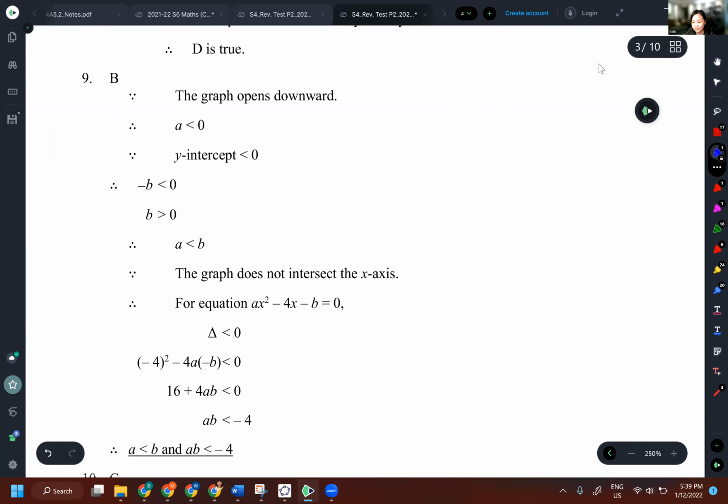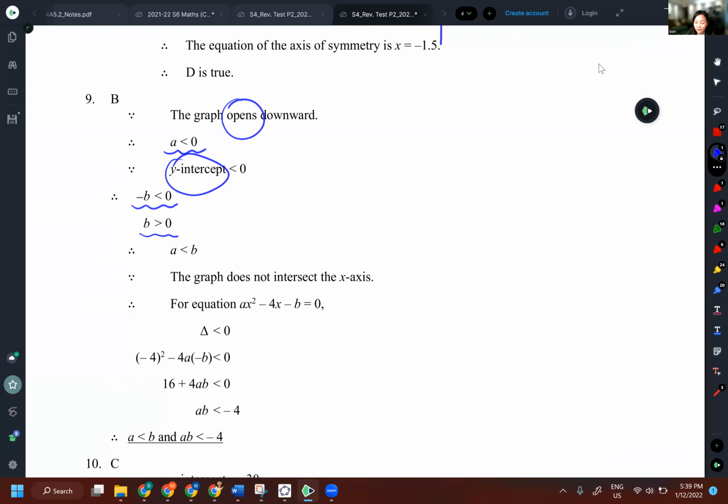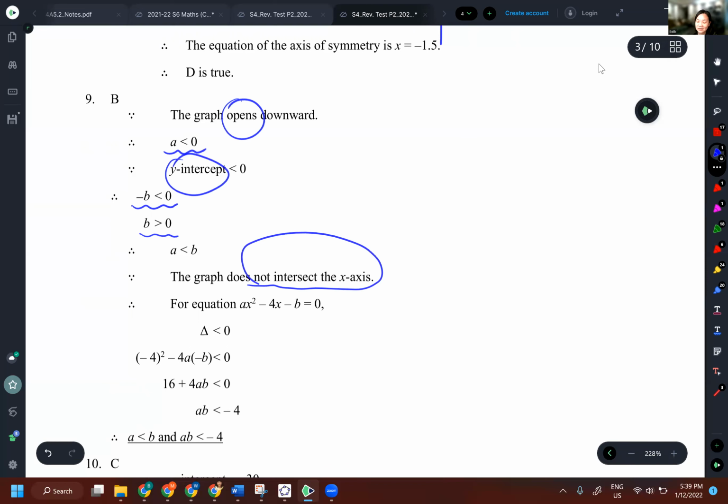Question 9. The graph opens downward, therefore A is negative. And also y-intercept is negative, therefore negative B is negative, B is positive. Now, it's the opening direction, the y-intercept. You should also look at the x-intercepts. The graph does not intersect the x-axis. Therefore, the delta is smaller than 0, and AB is smaller than -4. So the answer is B.